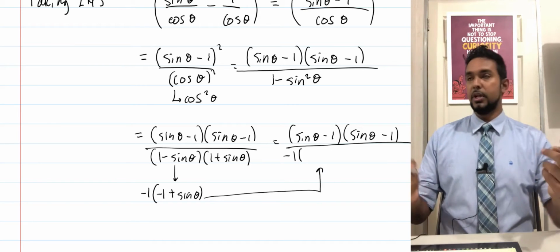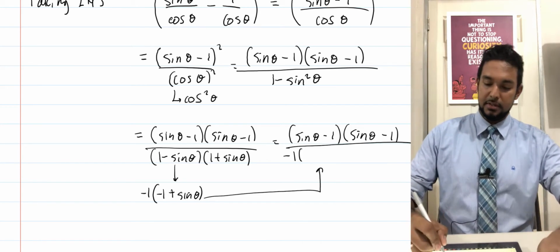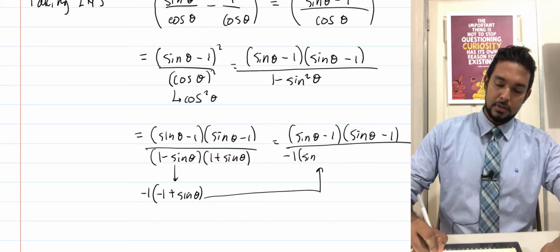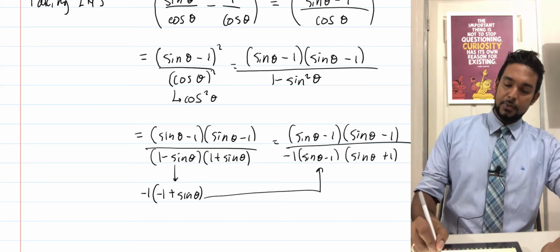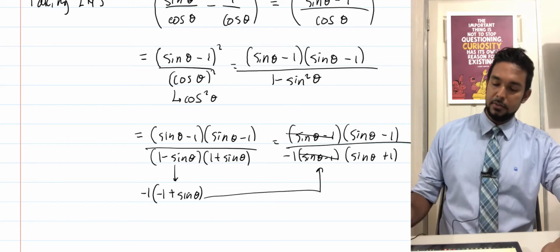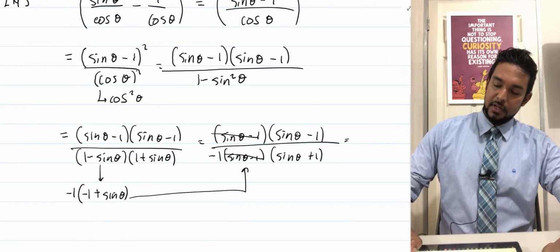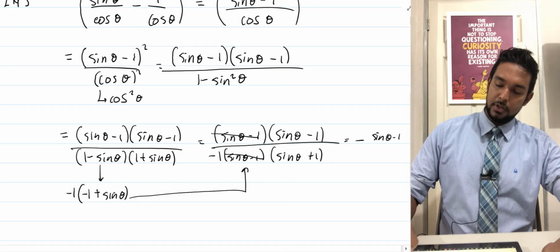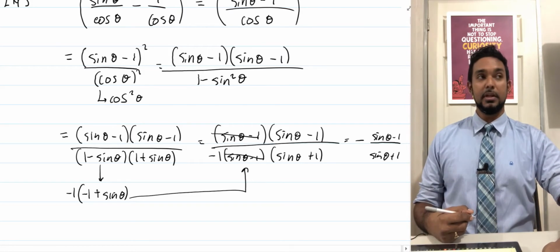And we could rearrange minus 1 plus sine theta to get what? Sine theta minus 1. And we could rearrange 1 plus sine theta to get sine theta plus 1. And guess what happens? This cancels with that, not so? And then that minus sign could simply come to the front, and we have sine theta minus 1 in the numerator and sine theta plus 1 in the denominator.